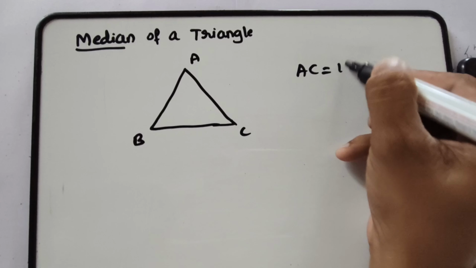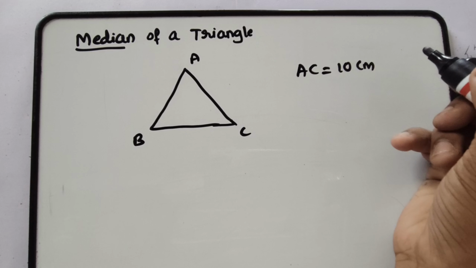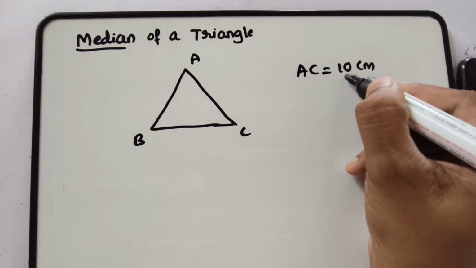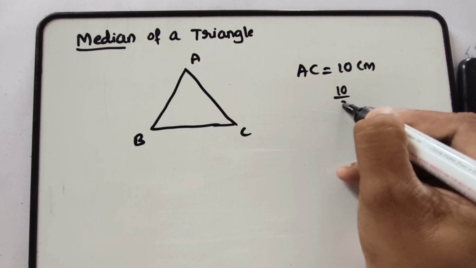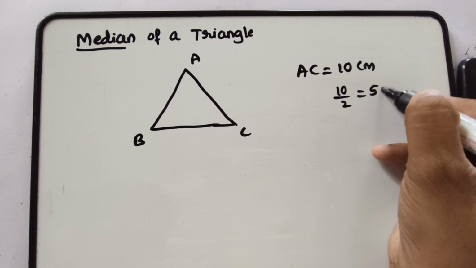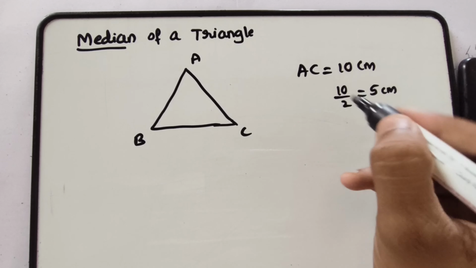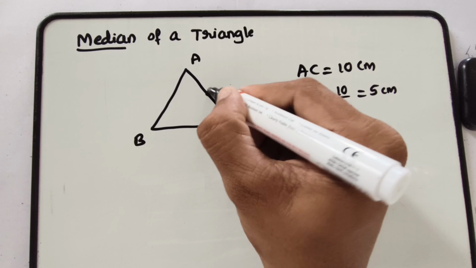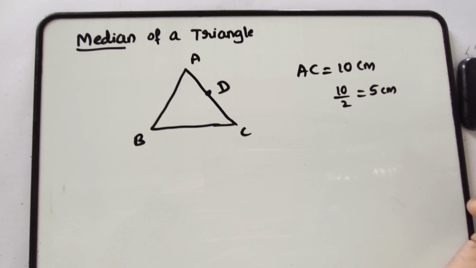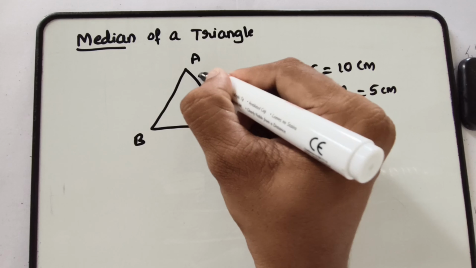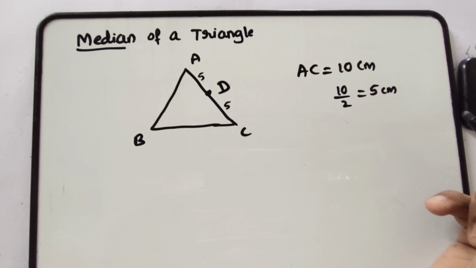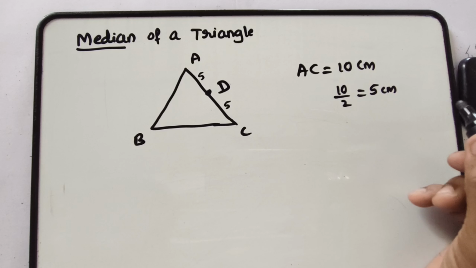Suppose ABC is a triangle. AC is equal to 10 centimeter. Half of AC, 10 by 2, is 5 centimeter. I'll mark a point at 5 centimeter. D is the midpoint of AC, that is 5 centimeter, 5 centimeter.